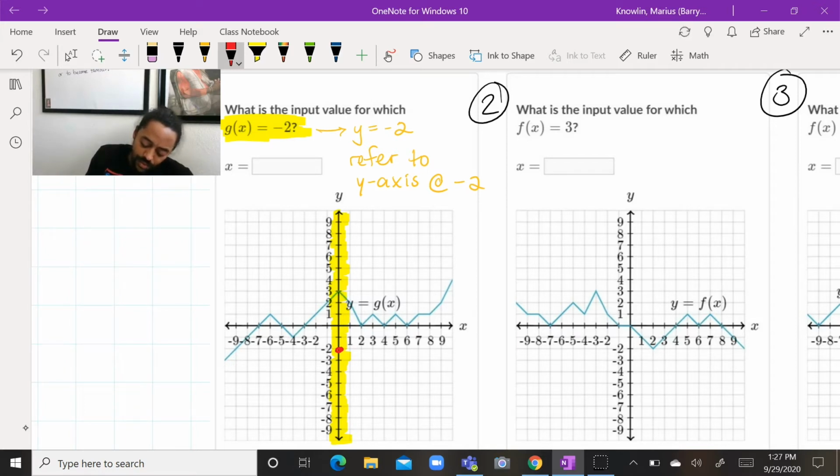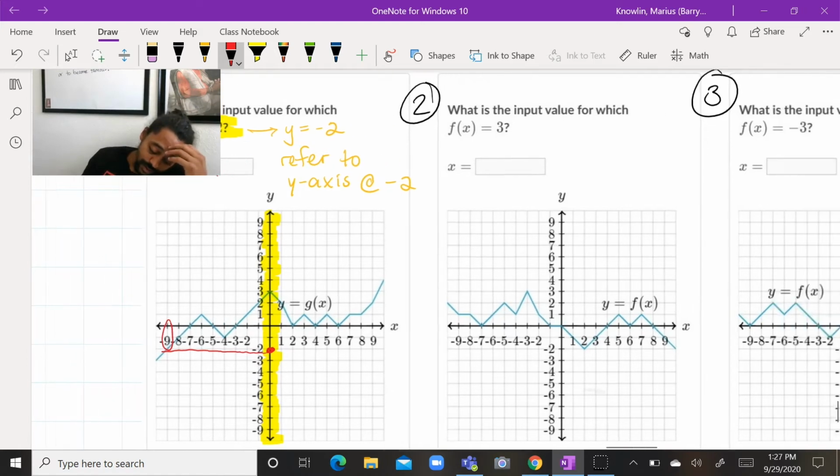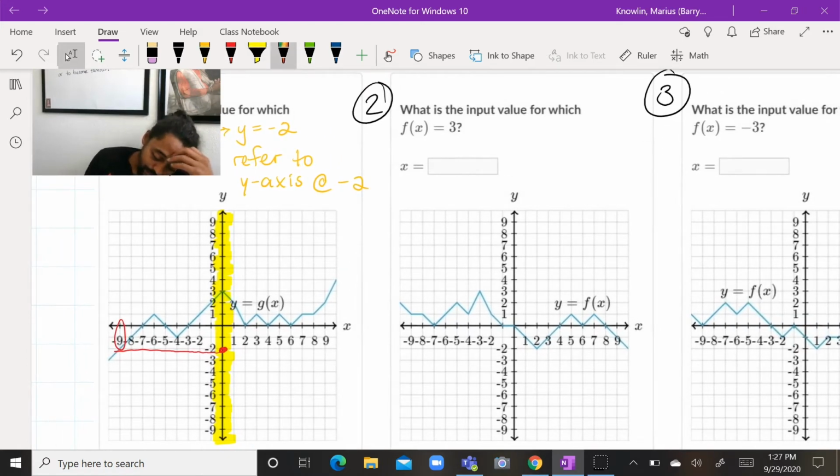Now I want to go from -2. Either I'm going to be moving left or right to get to the function g, which in this case I'm going to have to move to the left. So we're going to move to the left until it meets, and it meets at -9. So x is -9 when y is -2, and that's how you do that. So now let's take a look at number 2.